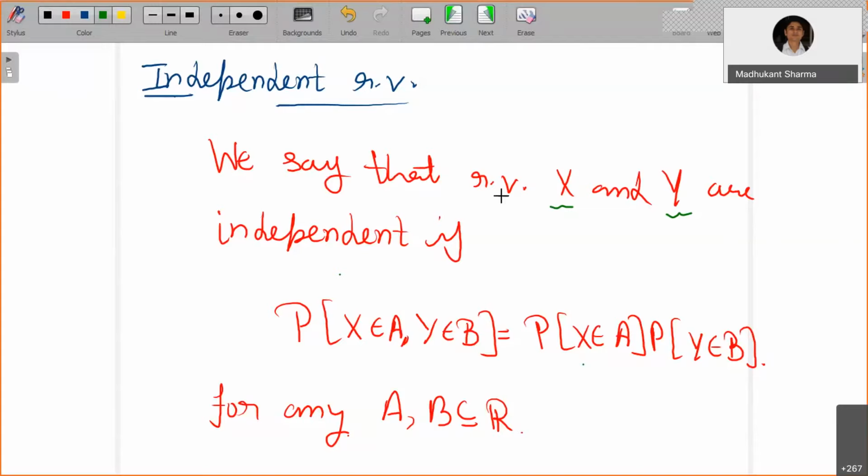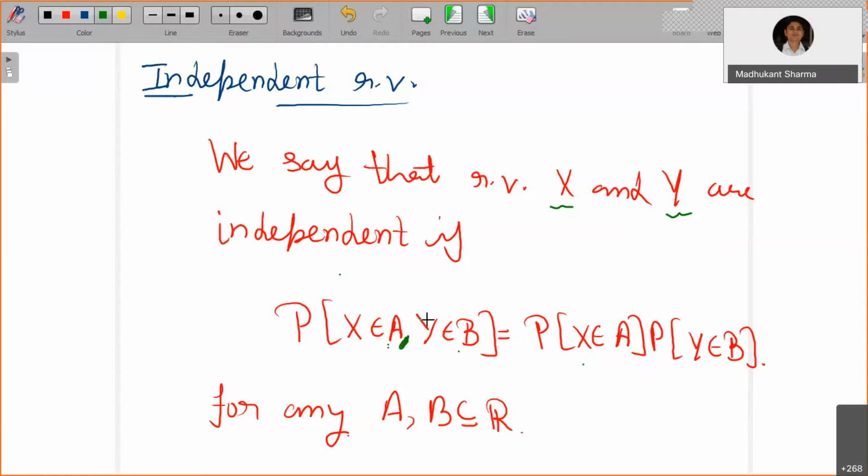So we say that two random variables x and y are independent if the probability of x belongs to A and y belongs to B, where the comma means 'and', not 'or', is equal to the probability of x belongs to A times the probability of y belongs to B. What does it mean? It means knowing the value of one does not change the distribution of the other. Then we say that x and y are independent.